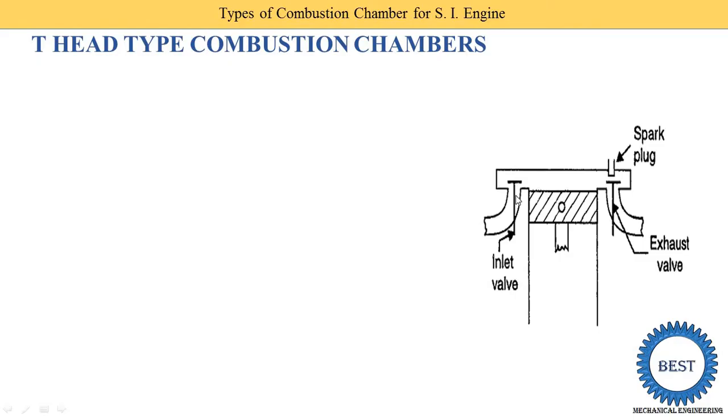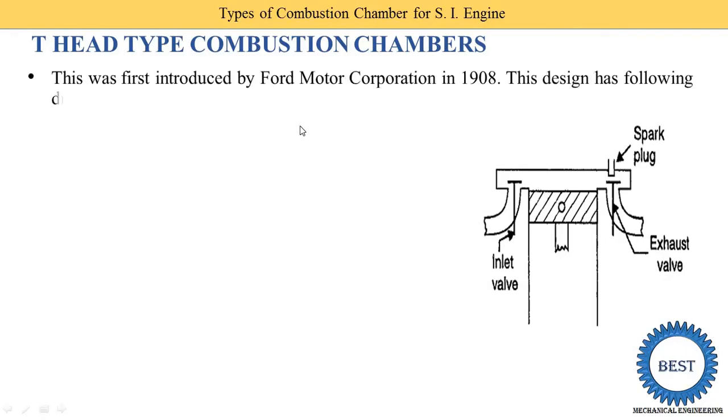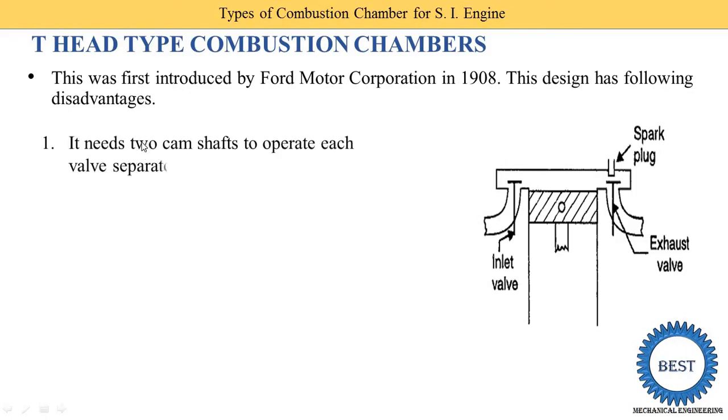In this image you see that the inlet valve is installed on the left side and the exhaust valve is located on the right side. The major disadvantage of the T-head type is that we require two separate camshafts for operating the inlet valve and the exhaust valve. This was first introduced by Ford Motor Corporation in 1908. This design has the following disadvantages. First, it needs two camshafts to operate each valve separately.